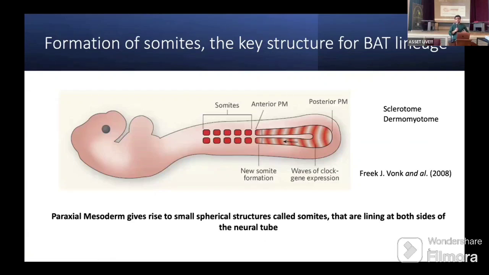So this paraxial mesoderm will segment itself during differentiation in the antero-posterior axis and will give rise to another structure called somites. Somites are like epithelial balls that will be segmented themselves into 2 sides. The sclerotome, which will give rise to tendon, cartilage, and bones, and the dermomyotome, which will give rise to dermis, muscle, and brown fat.